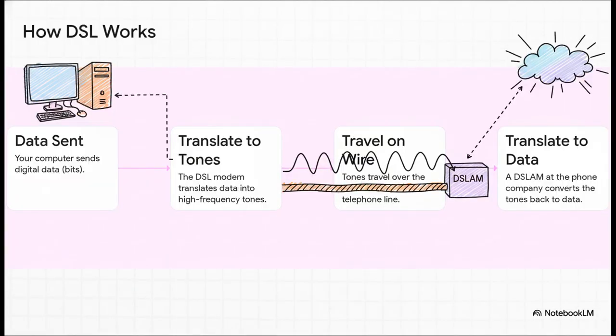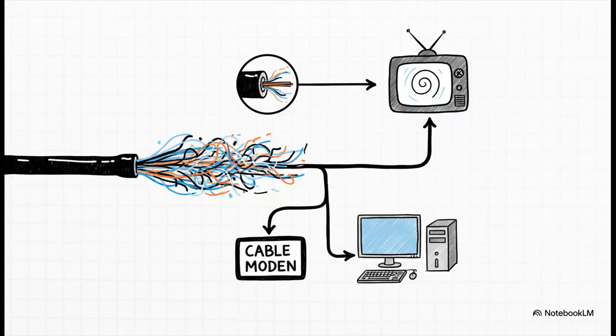So your computer's digital bits go to your modem, that's our translator. The modem turns them into high-frequency analog tones. These tones then race along the old-school copper telephone wire all the way to the phone company's central office. And there, a device called a DSLAM, which is basically the phone company's giant master modem, translates them back into digital bits so they can continue their journey on the wider internet. Pretty cool.